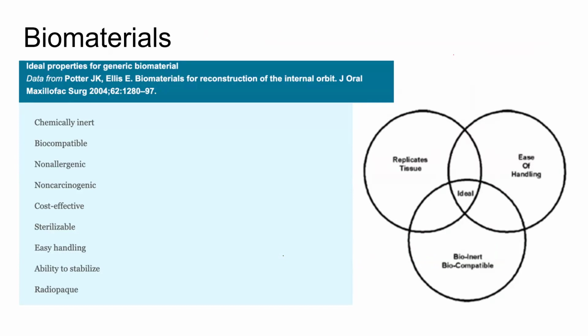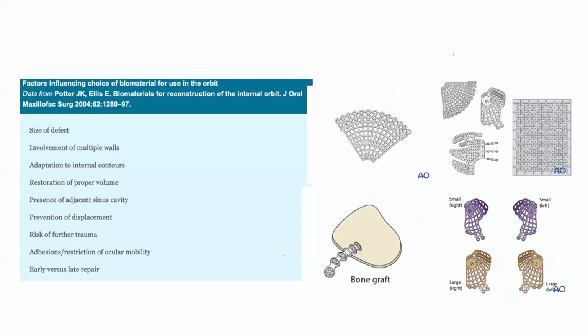So you are supposed to choose a biomaterial depending on the size of the defect and the complexity of the reconstruction. These are the factors which influence the choice of biomaterial. One is size of the defect, involvement of either single wall, double or multiple walls, adaptation to internal contours, restoration of proper volume, presence of adjacent sinus cavity, prevention of displacement, risk of further trauma, or early versus late repair.